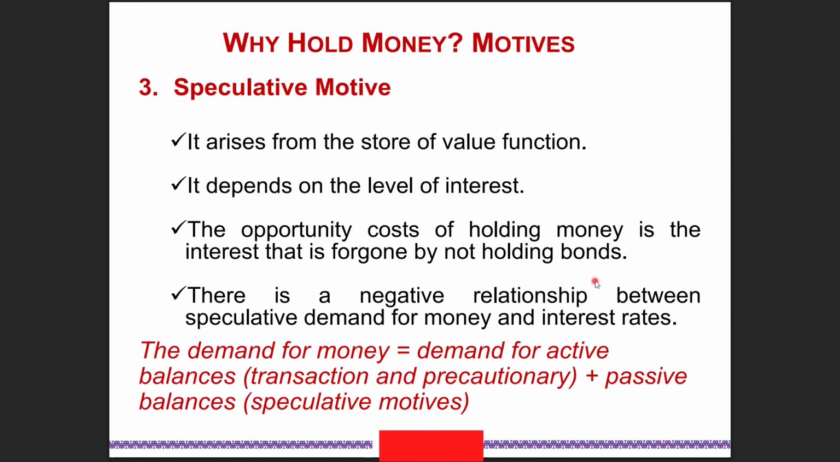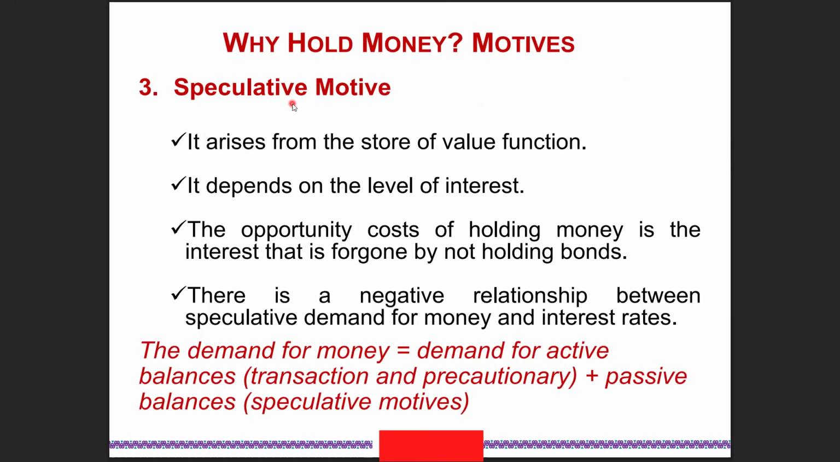You can also use money for speculative motive. This one arises from the store of value function. Remember, store of value means you are saving your purchasing power. You withhold that money to use or to exchange at a later stage. So speculative motive is all about saving your purchasing power, or holding money and using it at a later stage. You can also invest your money, saving it by withholding it or investing it and using it at a later stage.